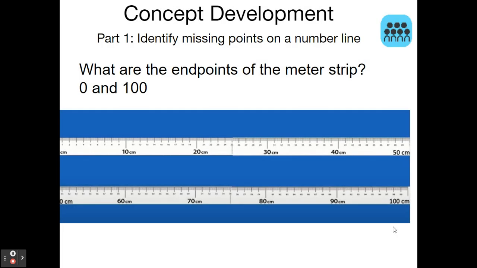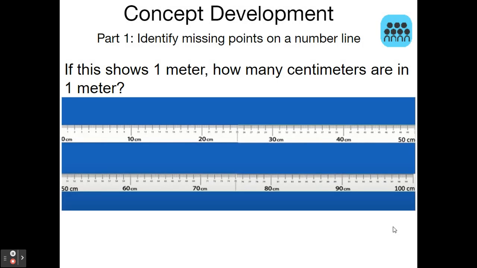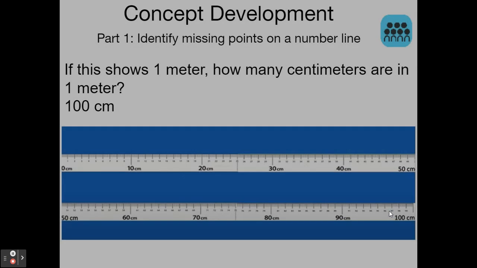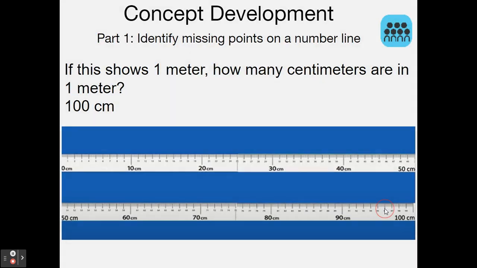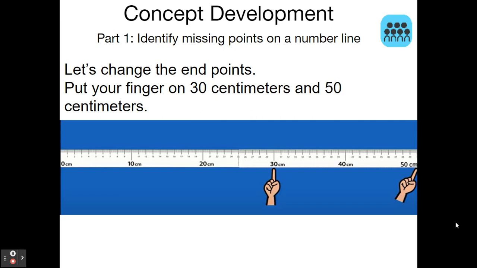All right, what are the endpoints of the meter strip of 0 to 100? 0 and 100, that's right. If this shows 1 meter, how many centimeters are in 1 meter? That's right, 100. Let's change the endpoints. Put your finger on the 30 centimeters and the 50 centimeters. Here's my fingers, 30 and 50.